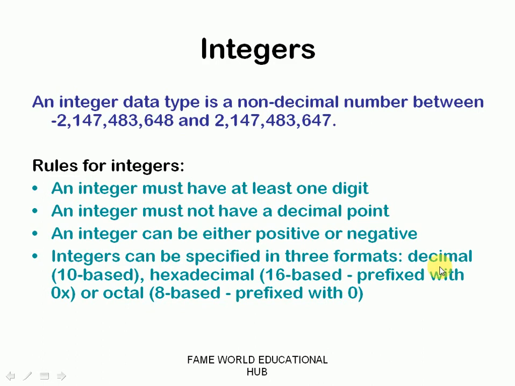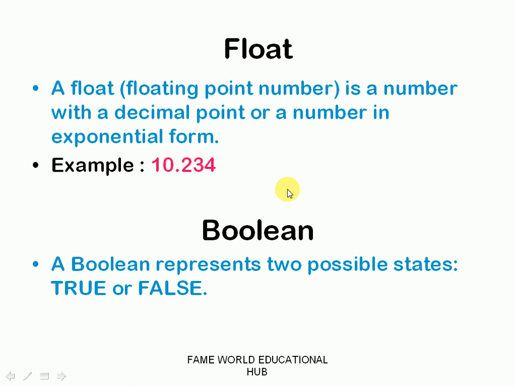An integer can be specified in three formats: decimal, hexadecimal, or octal. So we know the number systems, and decimal, hexadecimal, octal, each kind of number can be stored in the integer data type.